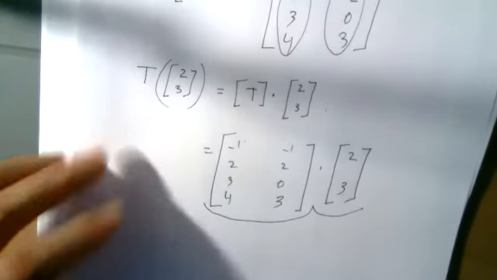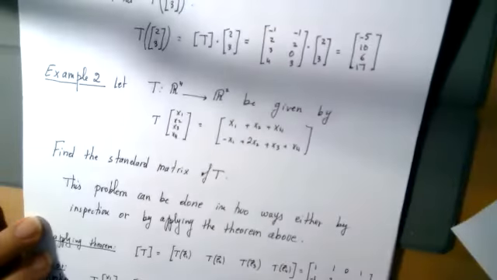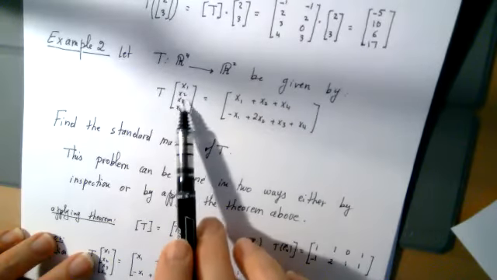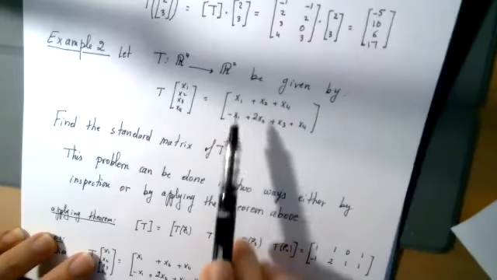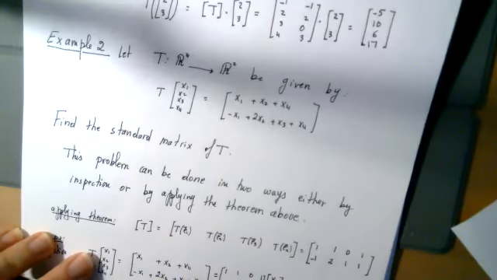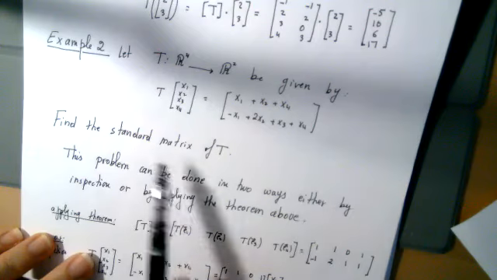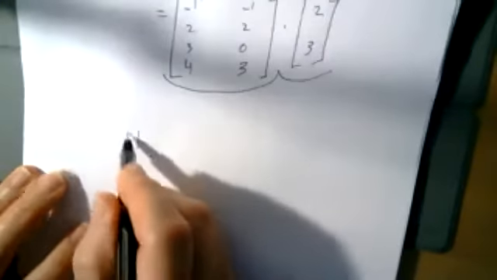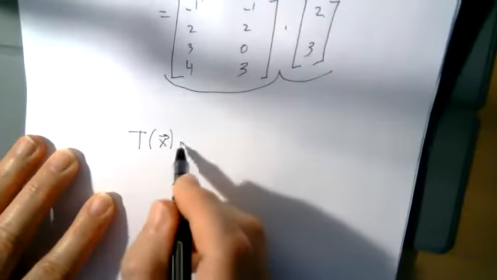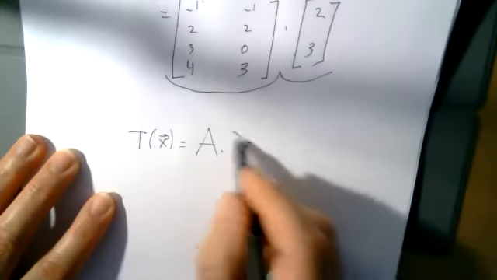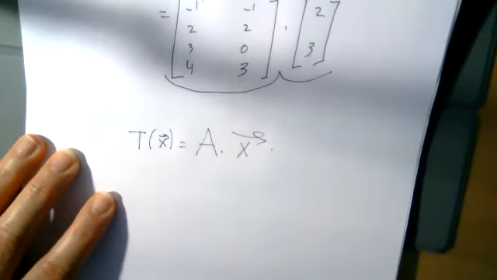Please ask questions as we go on. All right, example number 2. Let T be a map from R4 to R2, given by T of X1, X2, X3, X4. We've done this before. X1 plus X2 and so on. My question is, find the standard matrix of T. What does this mean? It means I want you to find a matrix such that T of any vector is A times this vector. That's really what find the standard matrix means.